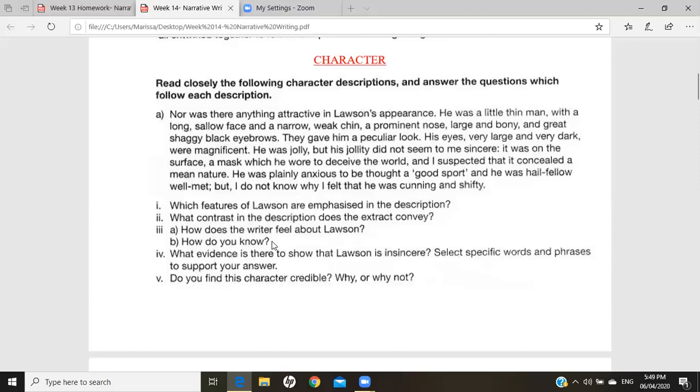And then when you read the last line as well, when he says, I don't know why I felt that he was cunning and shifty. If you feel that someone is very cunning, people tend not to like others who are cunning because it means they're a bit sly and deceitful. So even from the very first line, Jaden, we get the idea for sure that what he was going to say about Lawson wasn't going to be something good.